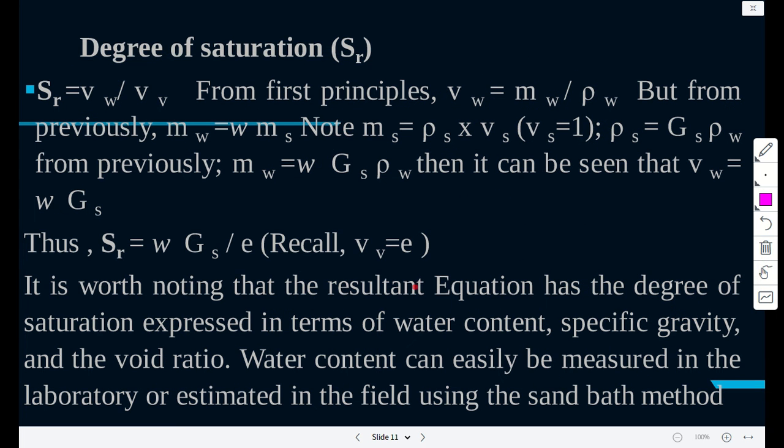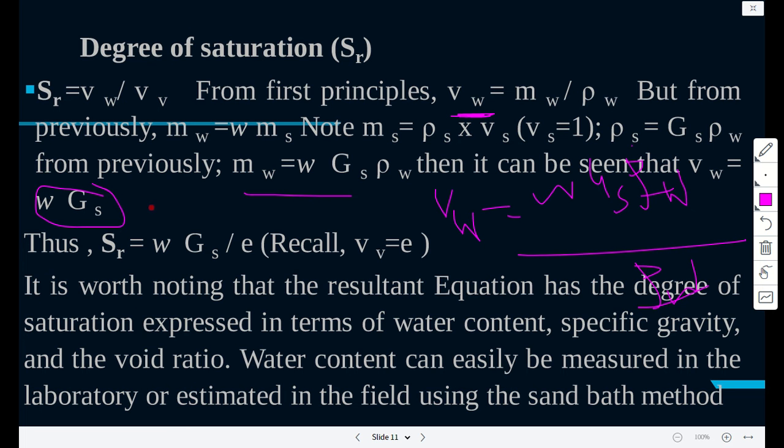If that is the case, then we can substitute all this to get the volume of water. So the volume of water would be the mass of water, which is w Gs gamma water, over gamma water. You can see why this is w Gs.